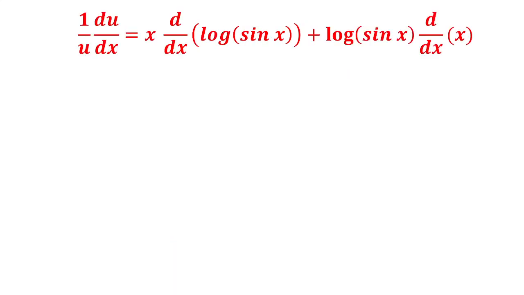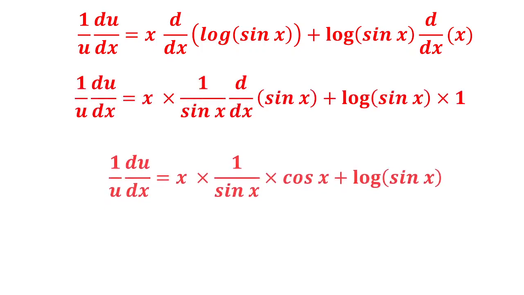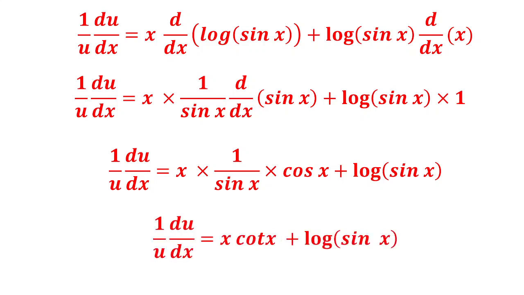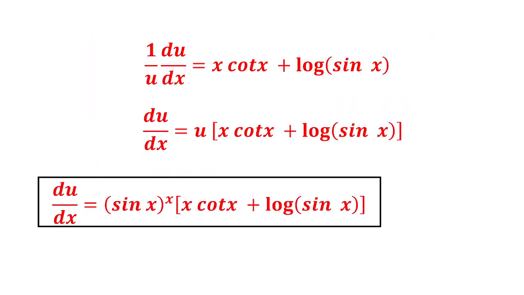How to differentiate log sin x? It is a chain rule. 1 by sin x into differentiation of sin x. Differentiation of x is 1. Therefore, x into 1 by sin x cos x plus log sin x, which is nothing but x into cot x plus log sin x. I am pushing that u to the right hand side. Therefore, it will be sin x power x into x cot x plus log sin x. I call it equation number 2.